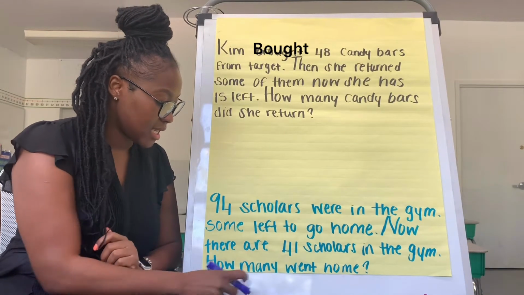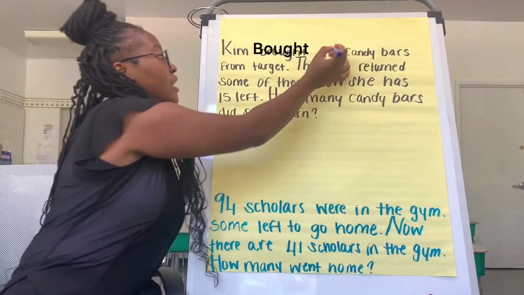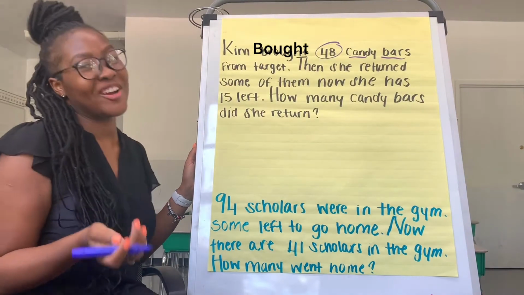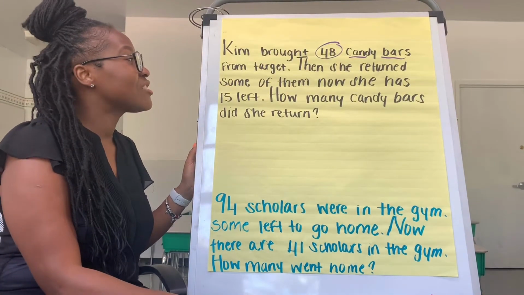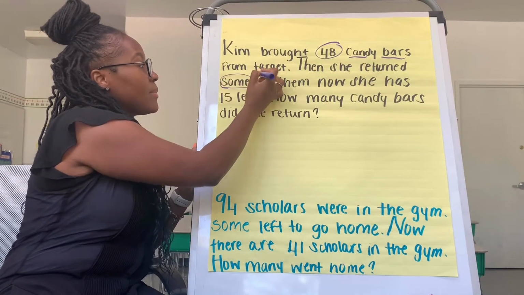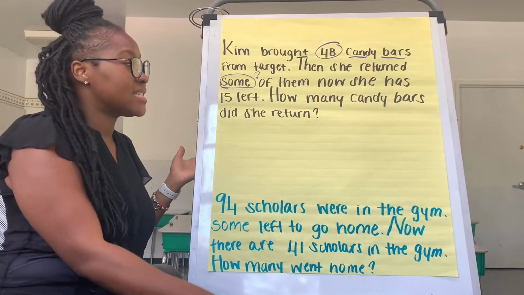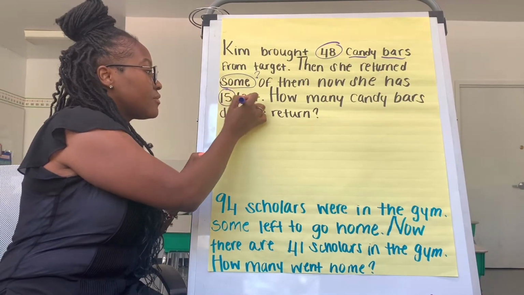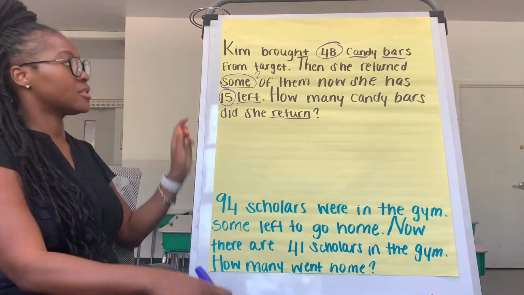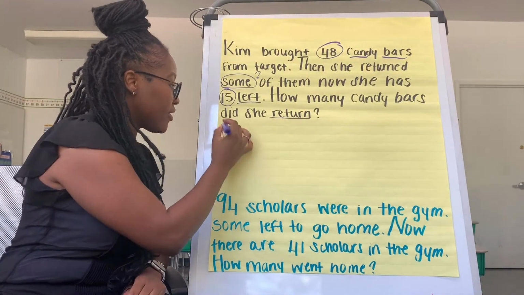So let's see what we know and what we're trying to figure out. We know that Kim bought 48 candy bars from Target. Then she returned some of them. Do we know how many she returned? No. Now she has 15 candy bars left. How many candy bars did she return? We don't know. So let's go ahead and represent together today.